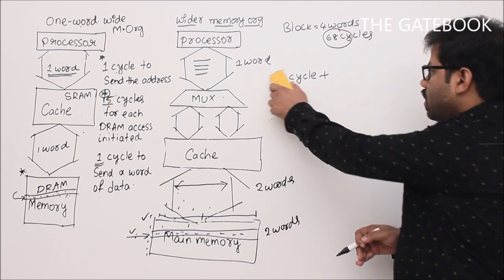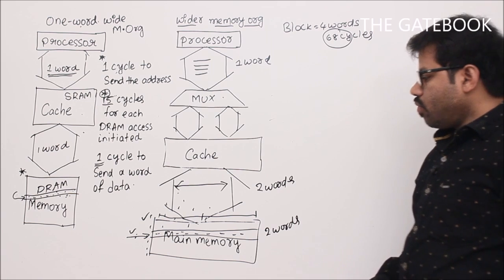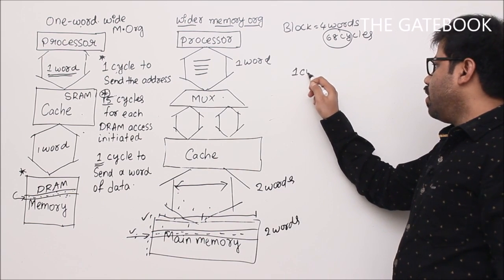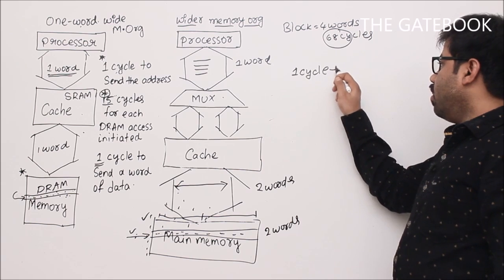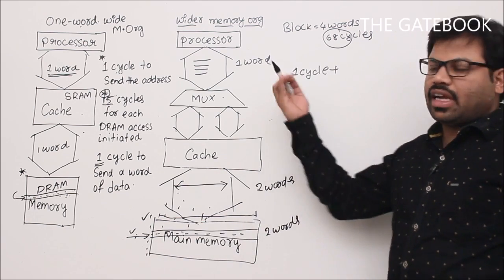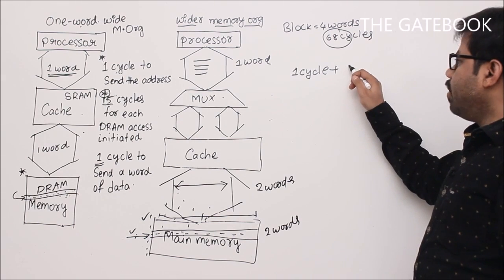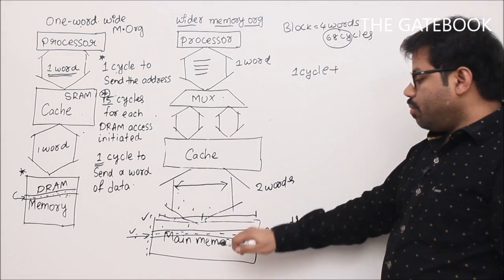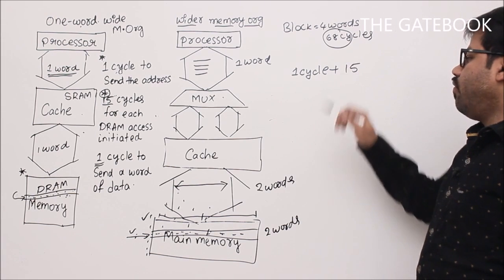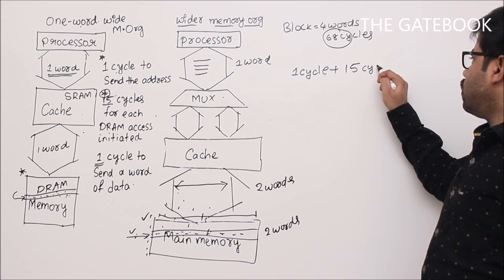Understand? Now we will see the total story. First initiate the address. It takes 1 cycle, and whenever you specify the address, there are 2 words, they will be transferred. So the transfer time will be, already we know that, right? Sorry, before that we have to initiate the DRAM. That takes 15 clock cycles. Okay, 15 cycles to initiate.